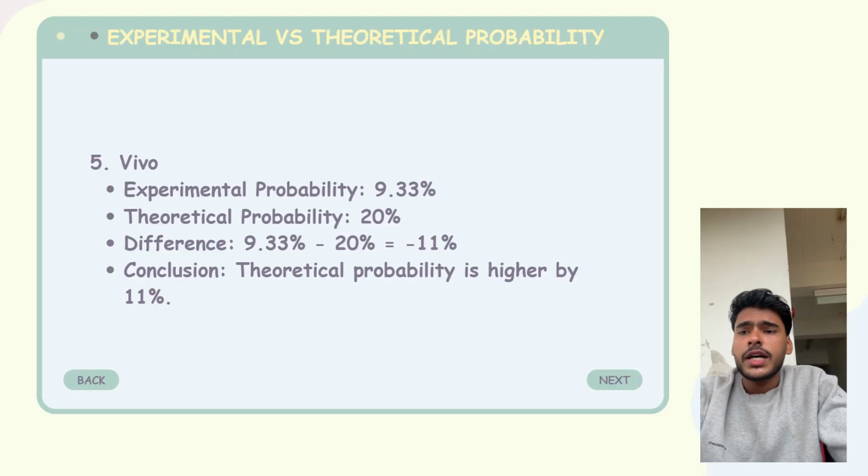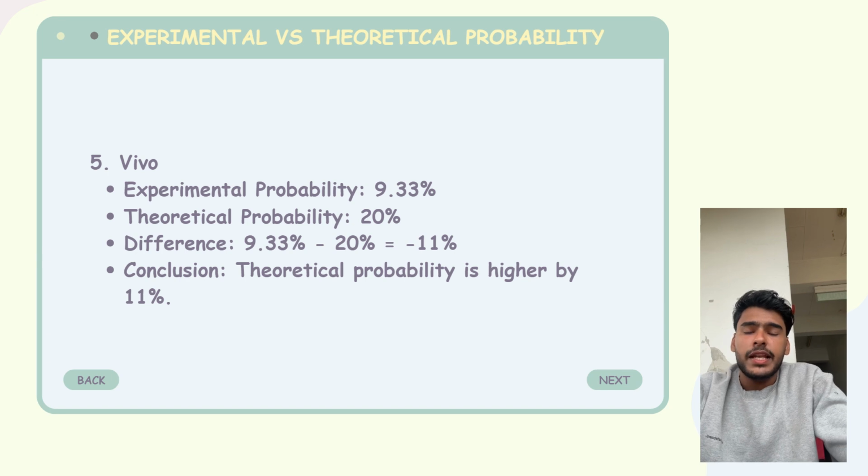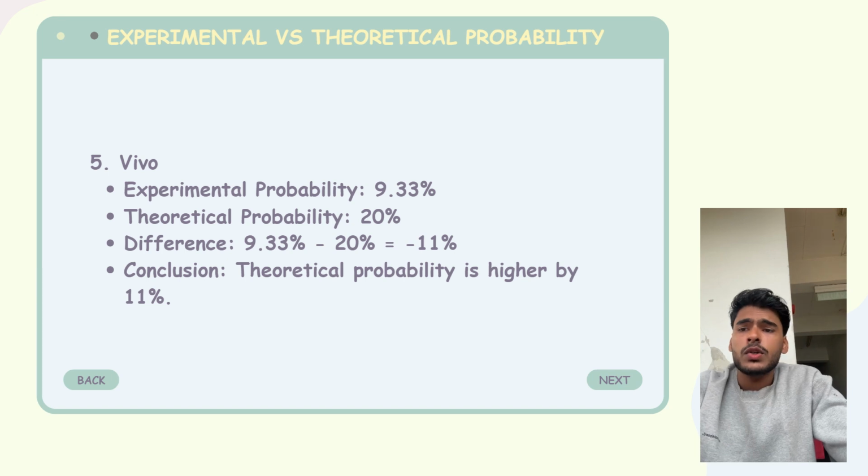We know that Vivo conquered about 9.33% for its experimental probability, which differs from our theoretical probability of 20%. Same as before, to calculate the difference we subtract: 9.33% minus 20%, we got negative 11%. And same with Xiaomi and Oppo, Vivo also has a theoretical probability higher by 11%. So we can conclude that for Xiaomi, Oppo and Vivo, our theoretical probability is higher than the actual experimental probability.